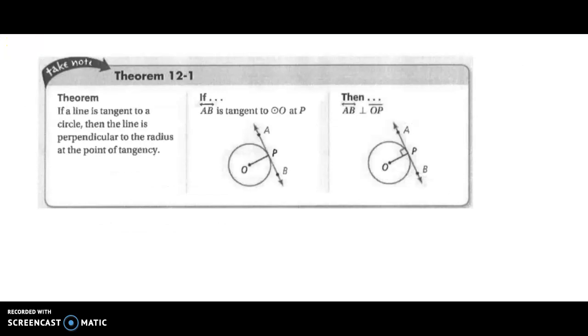A theorem from that, right? If AB is tangent to the circle at P, then the radius, right, from the center to that point of tangency is always perpendicular. Okay, this is going to be pretty important even later on in the chapter.